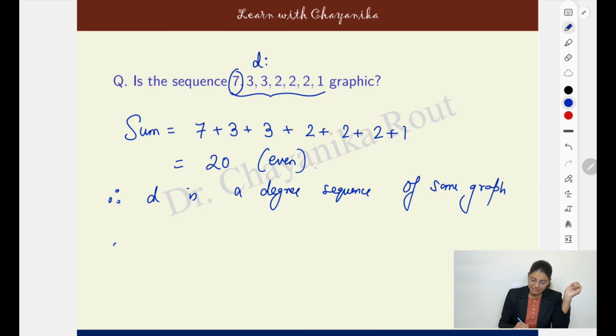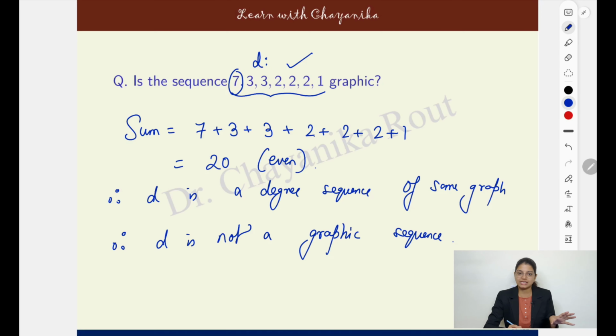Now in a simple graph of order 7, you can never have a vertex having degree 7. The maximum degree that a vertex can have in a simple graph of order 7 is 6, that is 7 minus 1. So having a simple graph of order 7 in which there is a vertex of degree 7 is not possible, and that is the reason this sequence D is not a graphic sequence. So although this is a degree sequence, that is, a graph is possible, a simple graph is not possible. That is why it is only a degree sequence but not a graphic sequence.